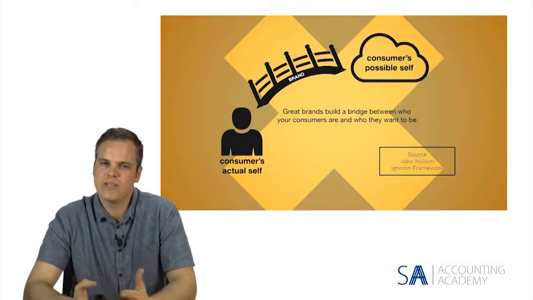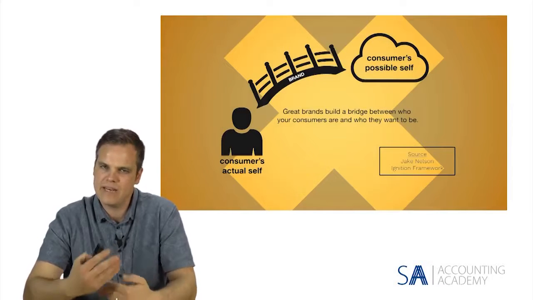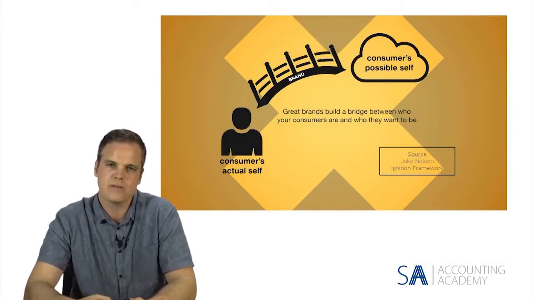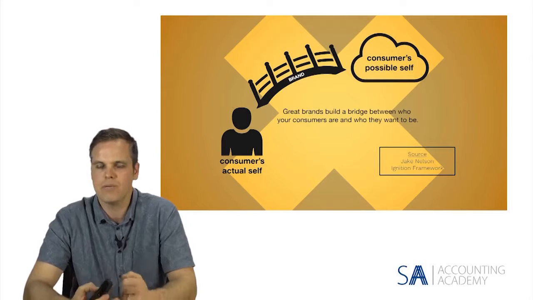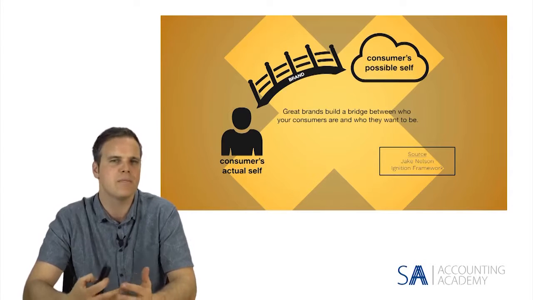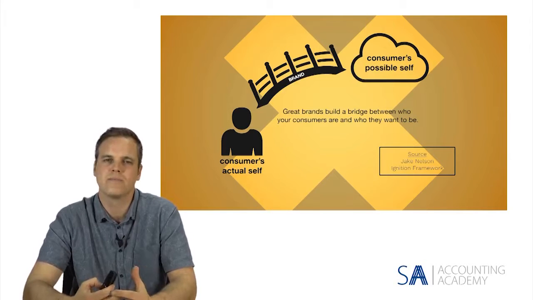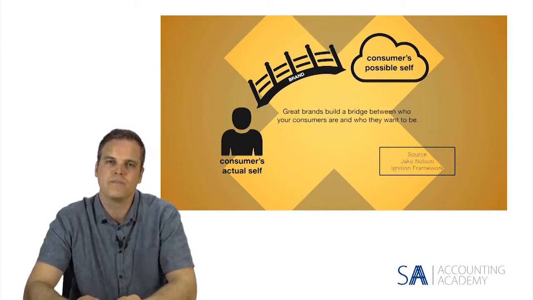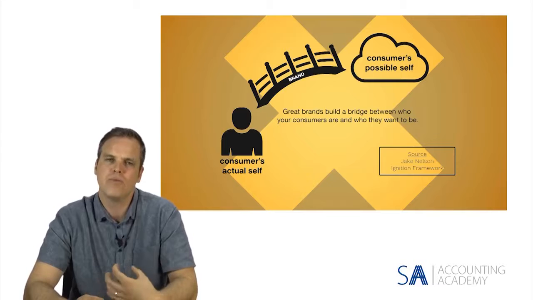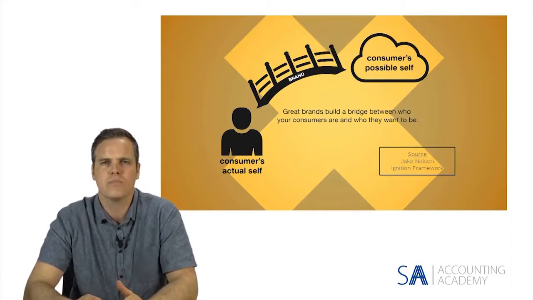Let's look at the reason why we're doing this. Look at it, again, always from the perspective of the consumer. They've got a problem or dilemma and they need help. They need something to get them to the next level. They need a solution, and that solution is the brand. And what we say is great brands build a bridge between who your customers are and who they want to be. And that's where your brand bridges that divide. That's a quote from Jake Nielsen, who works with a brand company called Ignition Framework.